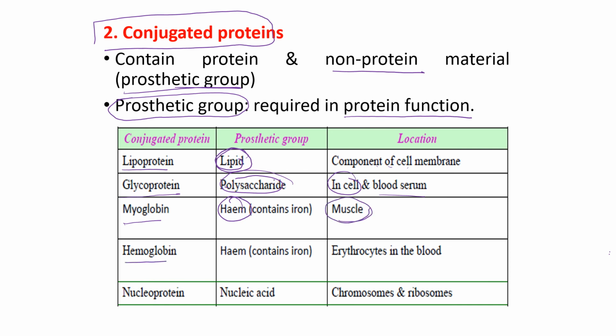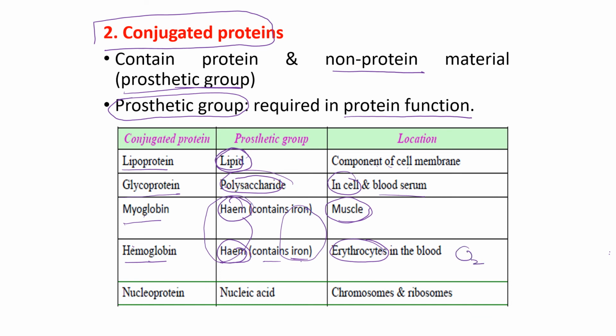And then hemoglobin, the prosthetic group is heme, which contains iron. So both hemoglobin and myoglobin contain heme, that contains iron. Hemoglobin is the pigment that is found in red blood cells, or erythrocytes. The iron in the hemoglobin is used to bind with oxygen.